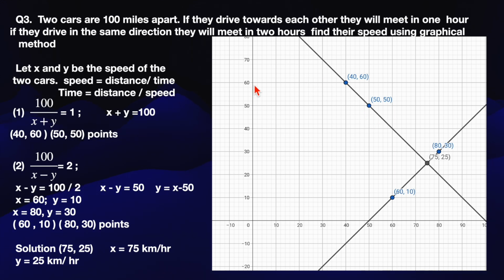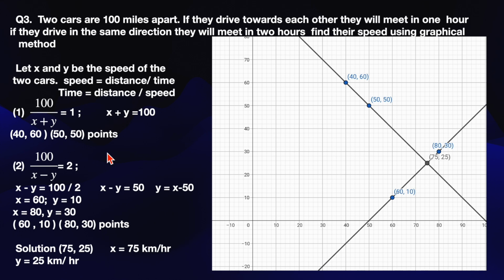So here in this sum, I'm going to draw a graph like this. X-axis, I'm going to keep an interval of 10 because the numbers are high here. We are not going to write 1, 2, 3. We are going to write 10, 20, 30, 40. Similarly for the y-axis, x-axis denotes the speed of the first car, y-axis of the second car. Okay, so here let's plot the point. So here if the value of x is 40, the value of y is 60, this is the point, and the 50, 50, this is the point. So this line denotes this first equation.